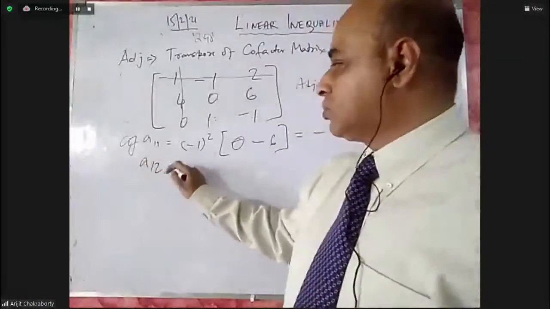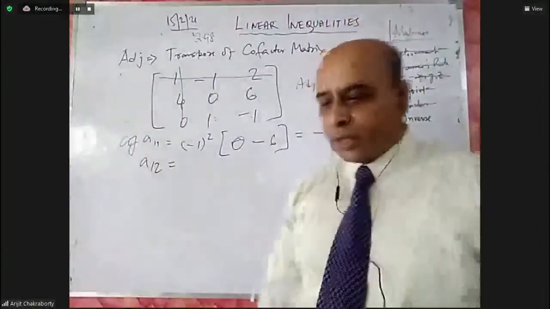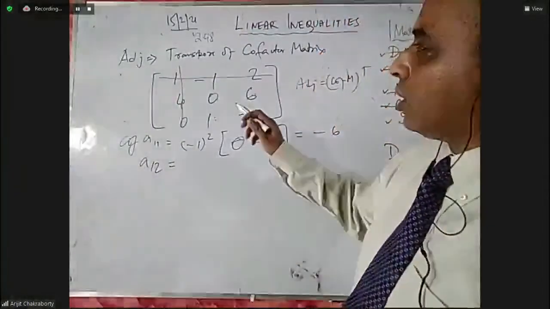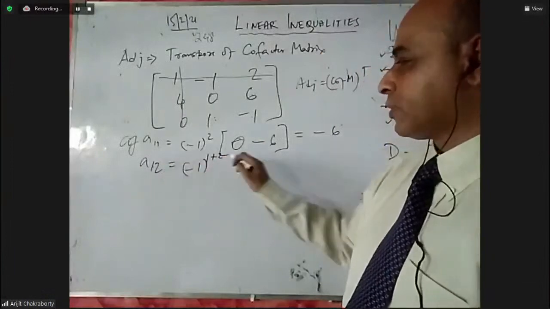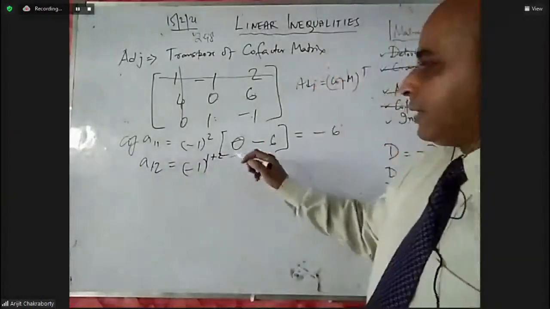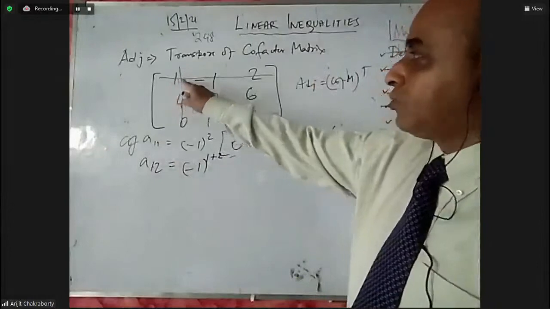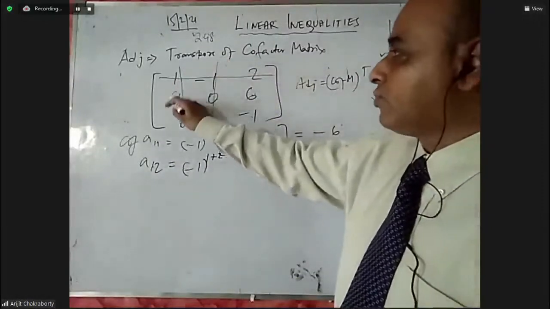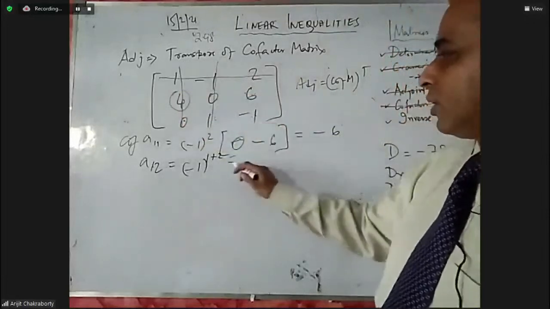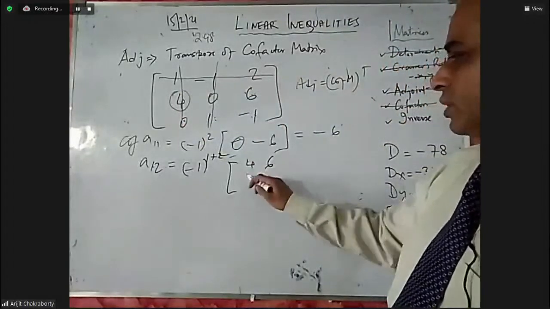I will take A12. A12, so minus 1 to the power 1 plus 2. And for A12, the first row is gone and the second column is gone. So we will have 4, 6, 0 and minus 1. So the determinant is 4, 6, 0 and minus 1.